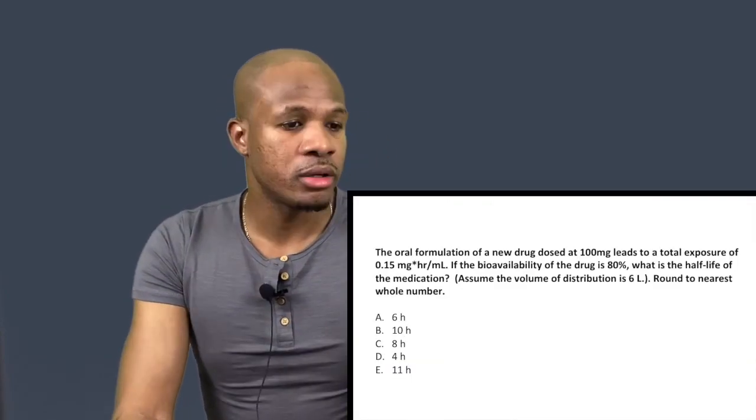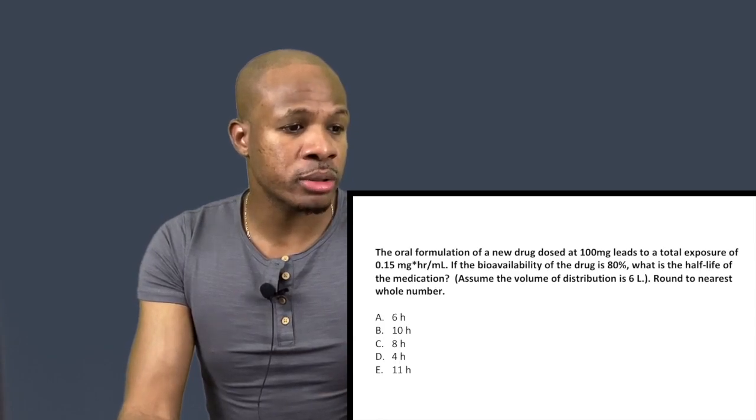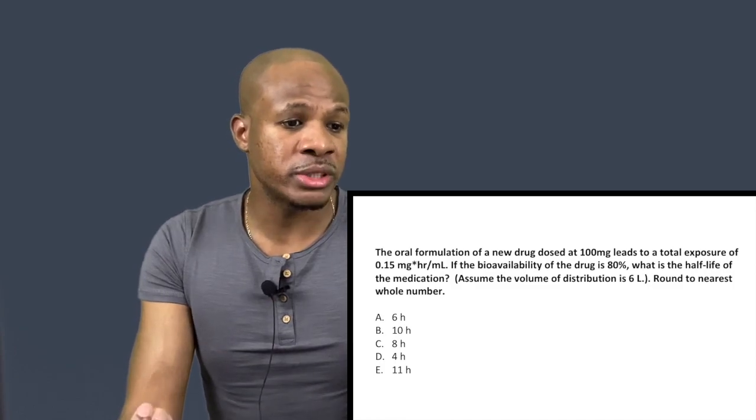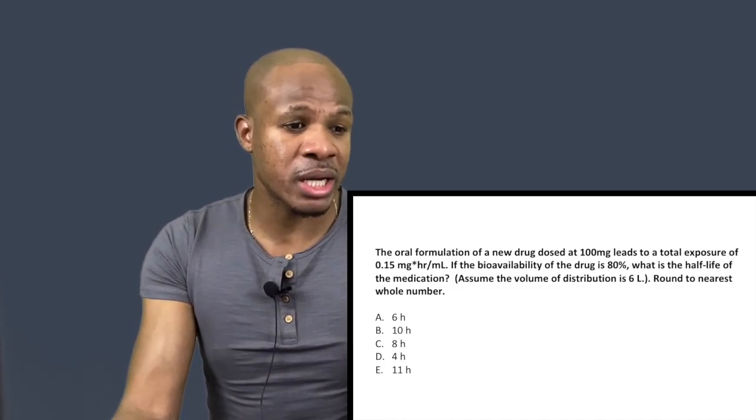Okay, question number 3. The oral formulation of a new drug dosed at 100 milligrams leads to a total exposure of 0.15 milligrams times hour per milliliter.